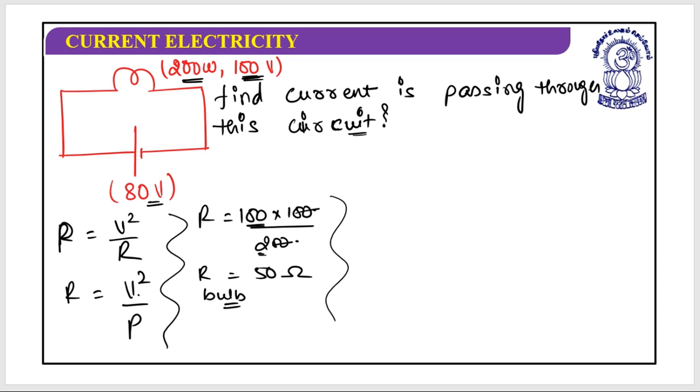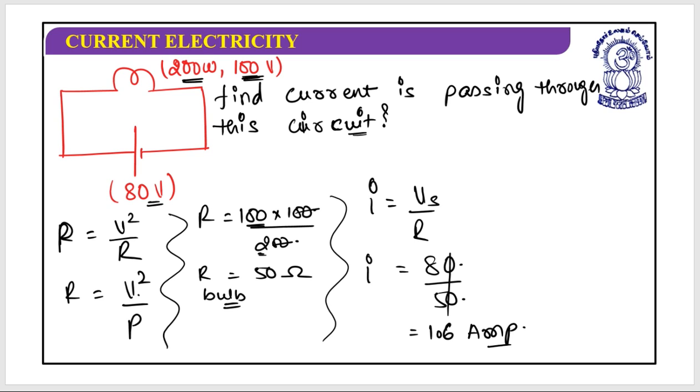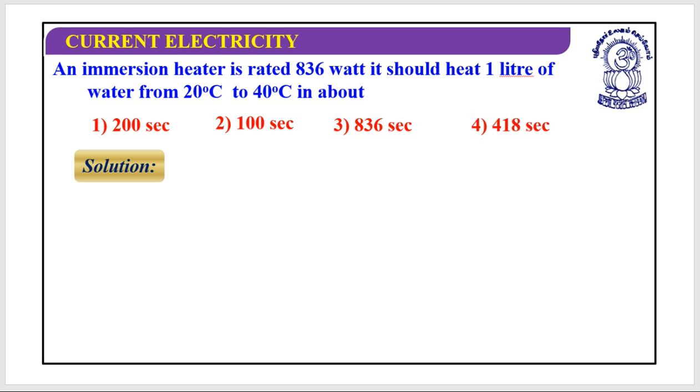Now the current that is passing through the circuit is I equals V divided by R. This is the supply voltage, and my supply voltage is 80, resistance is 50, so this is 80 by 50, 8 by 5, which is 1.6 ampere. This is the current that has been passed through the circuit. I hope this is clear. Is it clear? Great. So ready for the next question? Let's have a look.